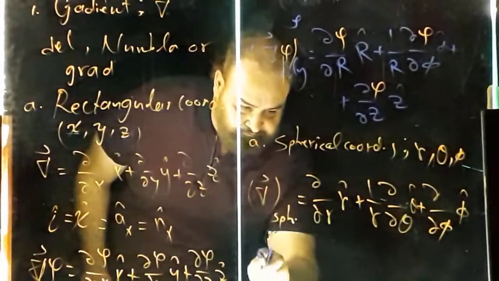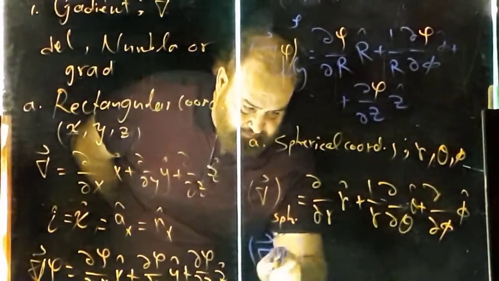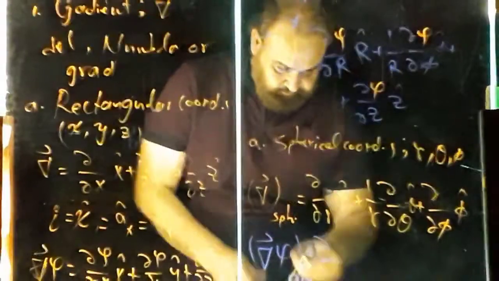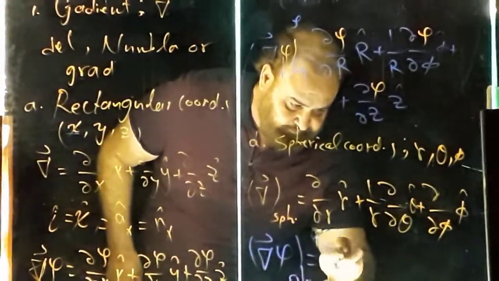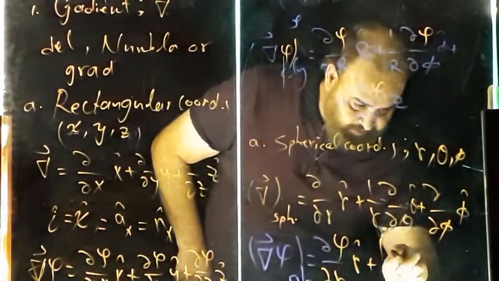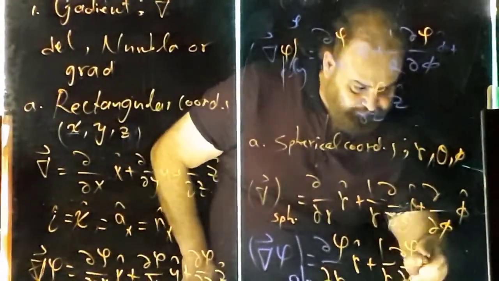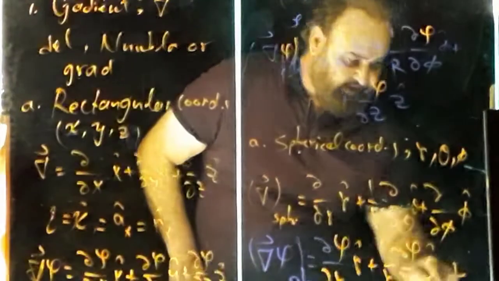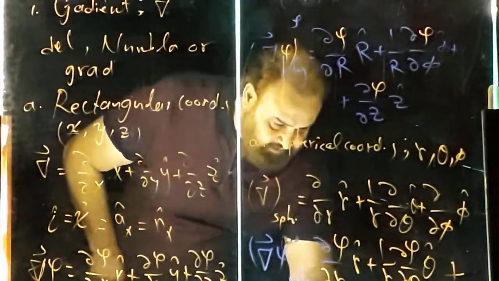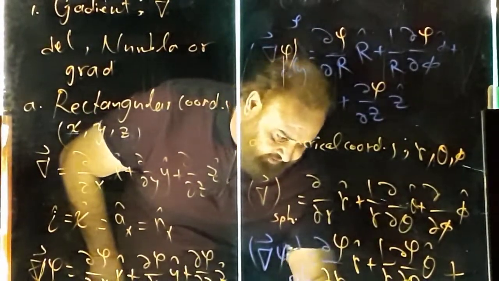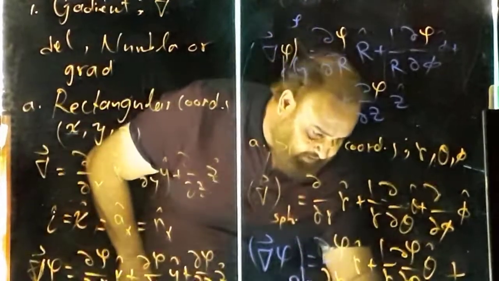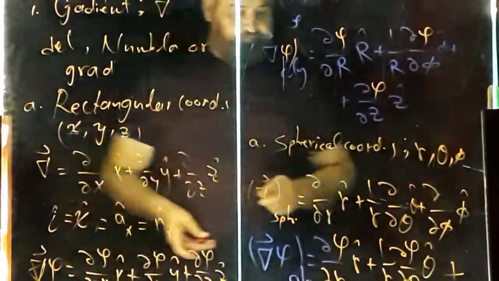And if we take the gradient of phi in spherical coordinates, it is partial phi over partial r, r hat, plus 1 over r partial phi over partial theta, theta hat, plus, I forget the index, which is 1 over r sine theta for the partial phi over partial phi, phi hat.